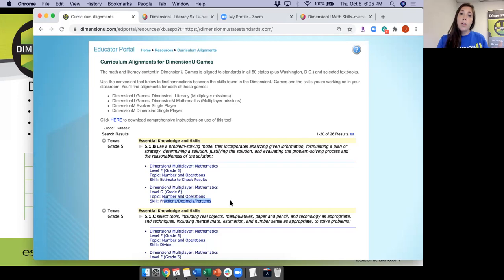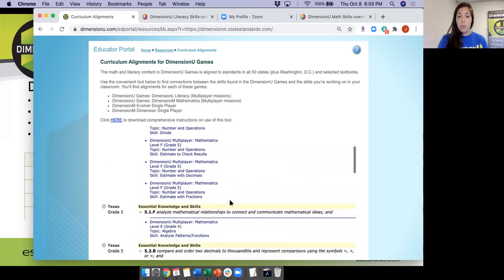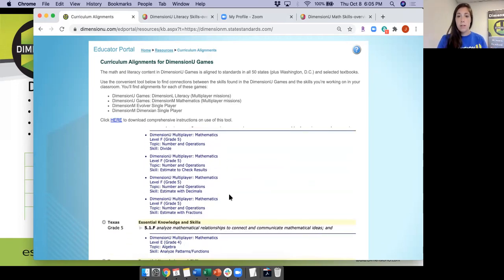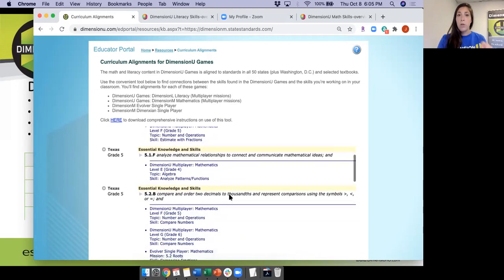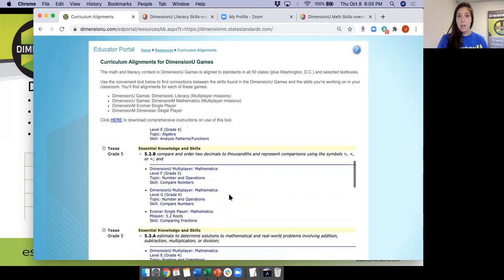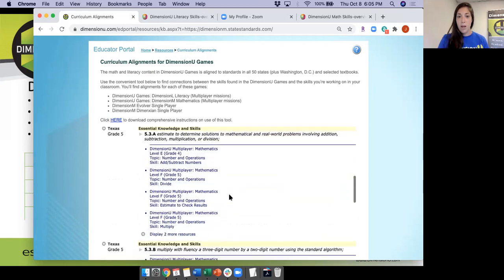So this is a really great tool for you. You'll notice you can scroll through and see all the different topics that your, in this case, TEKS standards are aligned to. Okay, so I hope you found that really helpful.